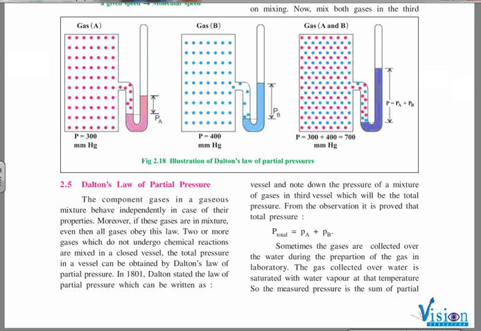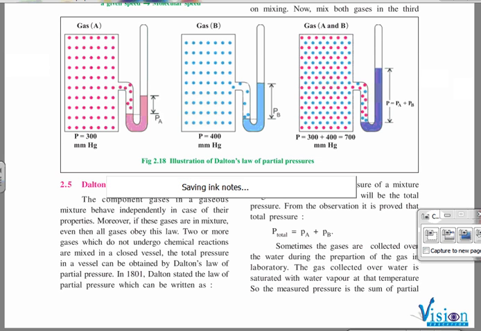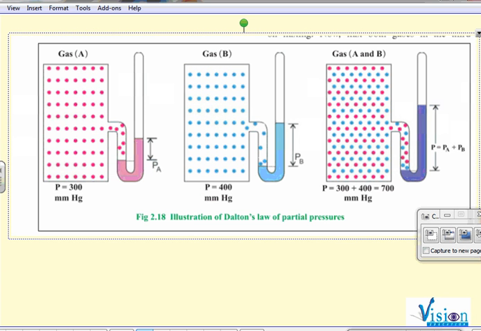Today we are going to study Dalton's law of partial pressure. See, in Dalton's law of partial pressure, it is like this. Suppose we have three different containers having equal volume. In these three containers, they have the equal volume, all the conditions are equal.